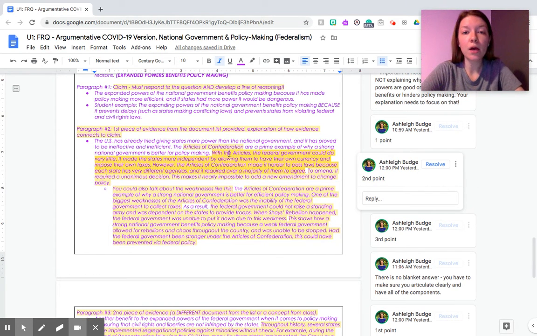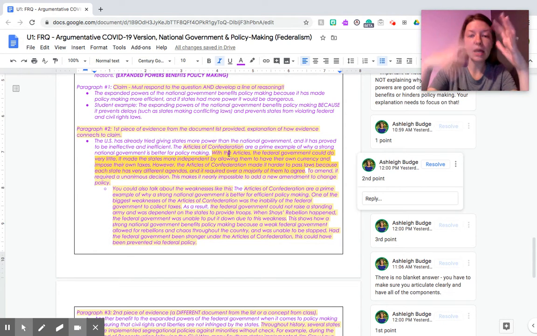My second point comes from showing the reader that I understand the document. So I'm going to talk about the main points of the articles, make it relevant to my claim. I said under the articles, the federal government could do very little. It made the states more independent by allowing them to have their own currency and impose their own taxes. However, the Articles of Confederation made it harder to pass laws because each state had very different agendas and it required over a majority of them to agree.